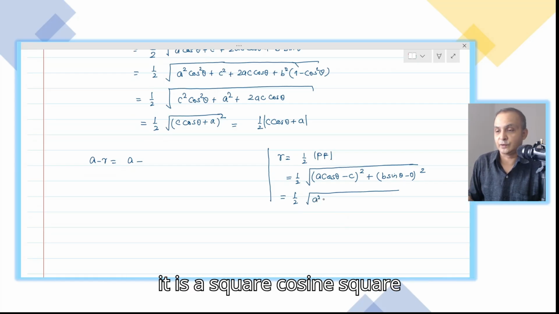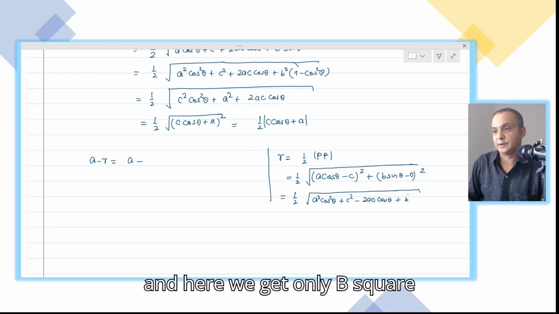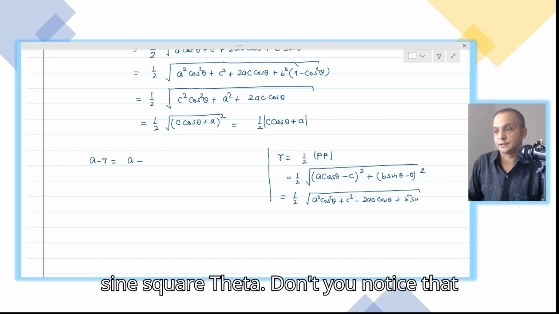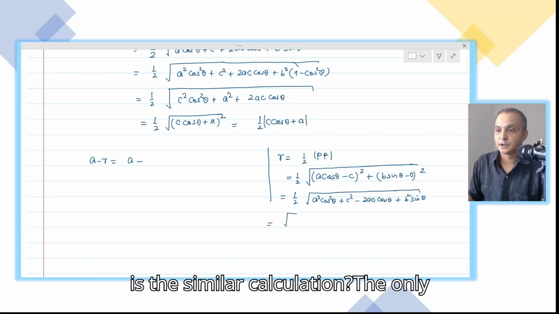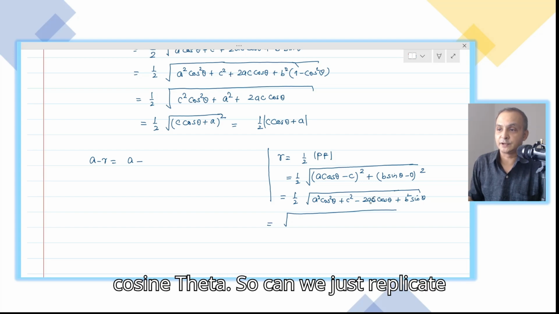So it is A squared cosine square theta plus C squared minus 2AC cosine theta, and here we get only B squared sine square theta. Don't you notice that it's the similar calculation? The only difference is there we are getting minus 2AC cosine theta. So can we just replicate it?